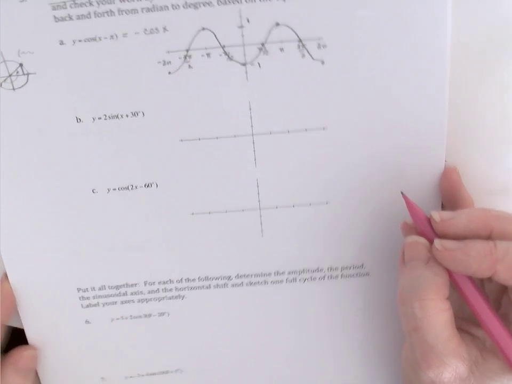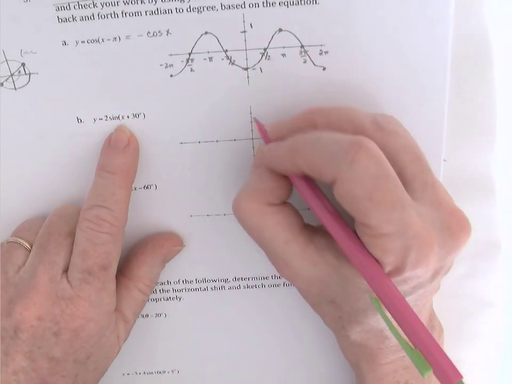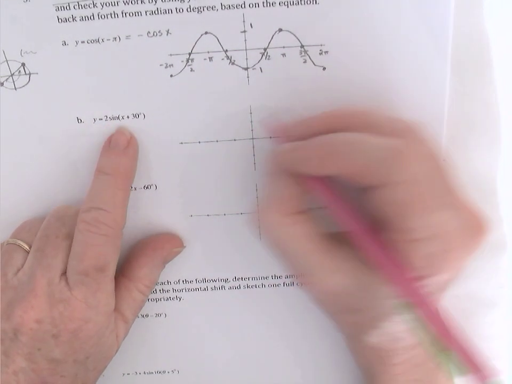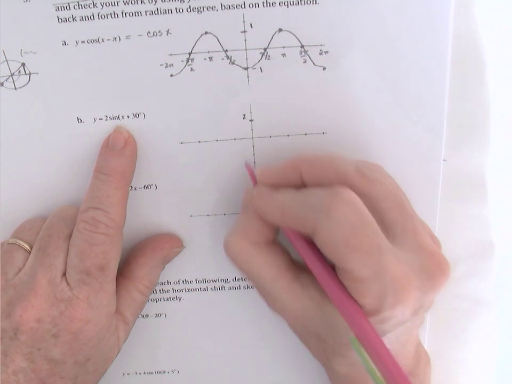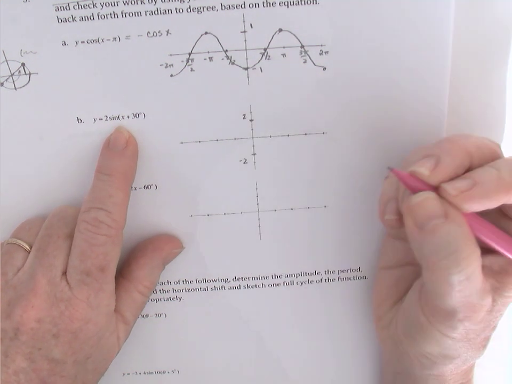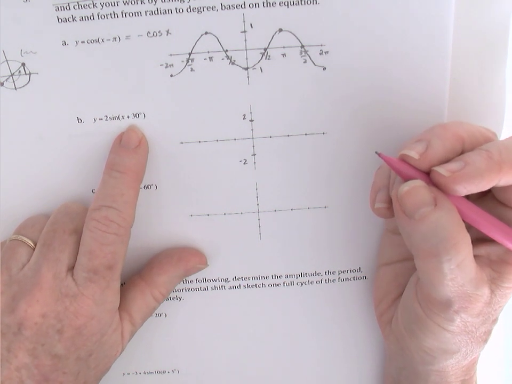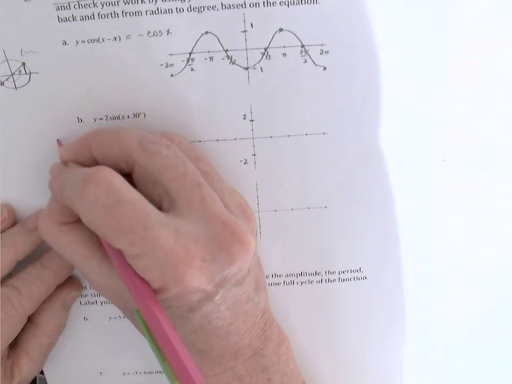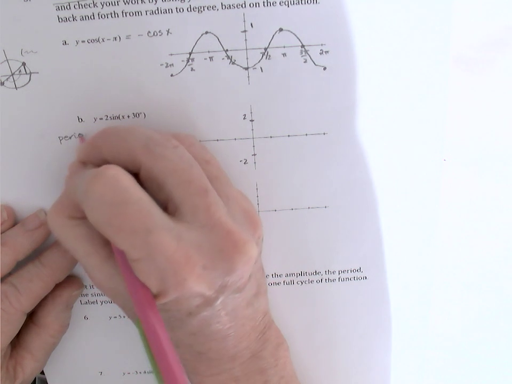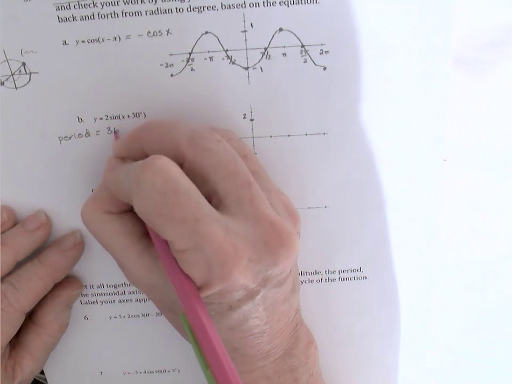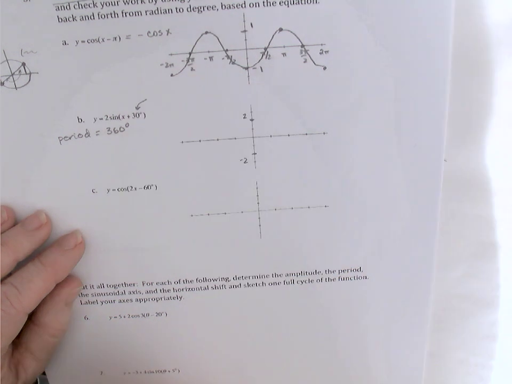Okay, B is getting tricky again. So I know that the amplitude of this is going to be 2, so I'm going to label my y-axis. This goes up to 2, down to -2. The period hasn't changed. So a few things to notice is that my period here is going to be 360 degrees because we're using degrees here.